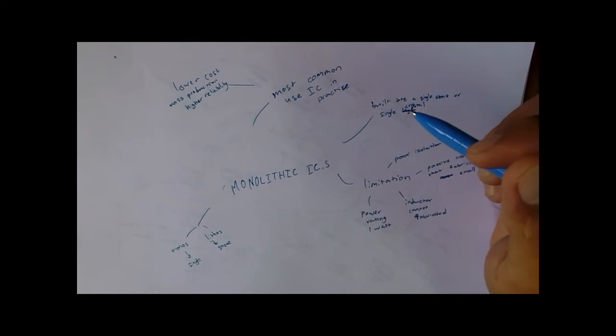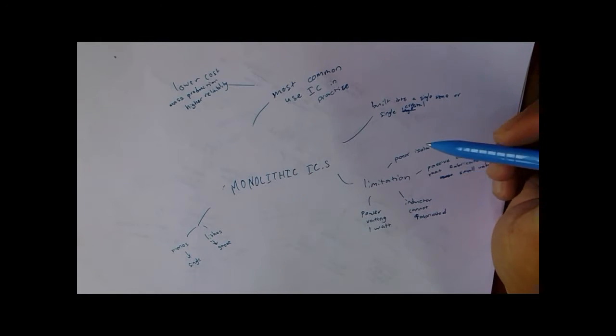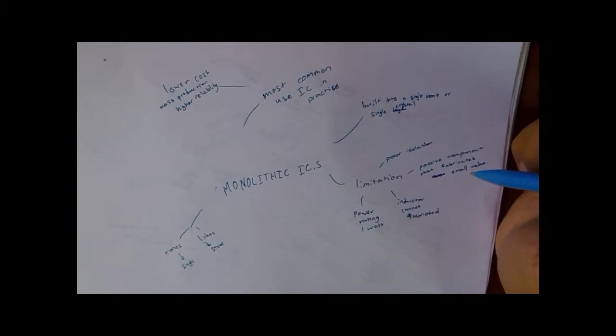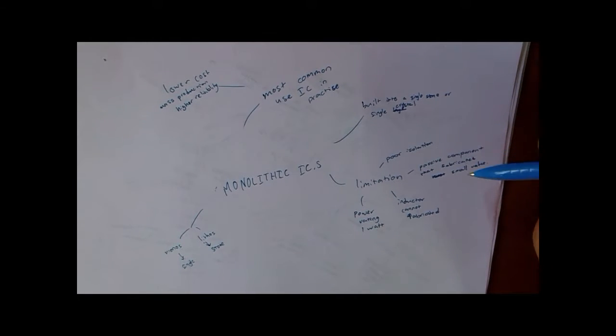Next is the limitation. Monolithic ICs have poor isolation, which means the isolation between the components inside the IC is poor, and components like inductors cannot be fabricated in the IC. The passive components that are fabricated inside the IC will be of small value, so for higher values, they have to be connected externally to the IC pins.